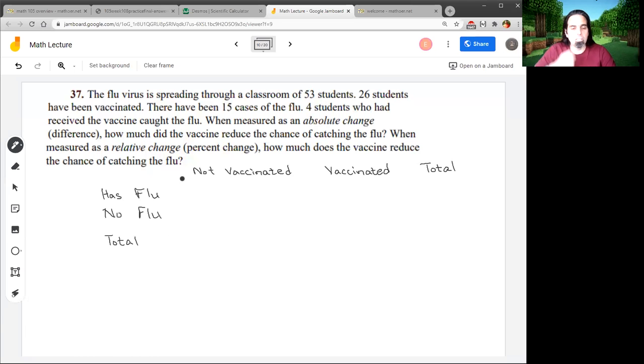We're doing number 37 on the practice final about a flu virus spreading. The first step is to set up a chart. You have whether or not someone has the flu, whether or not they've been vaccinated, and now I have to try and draw straight lines, which is tricky.